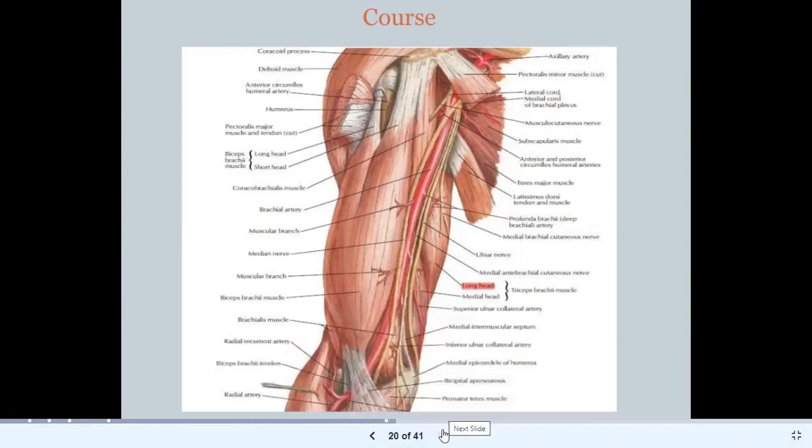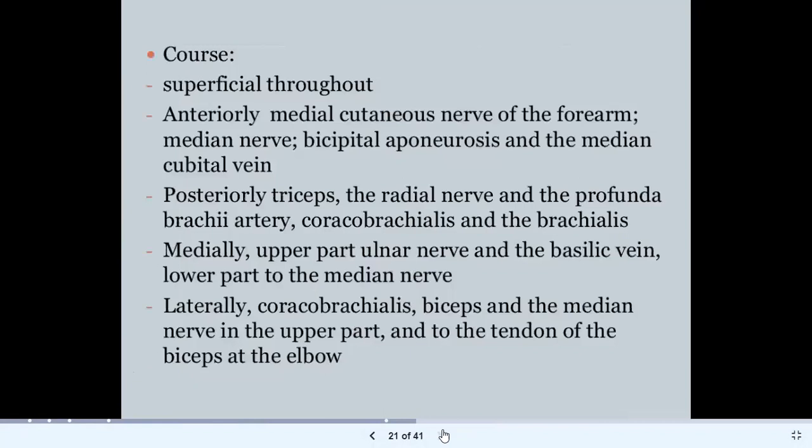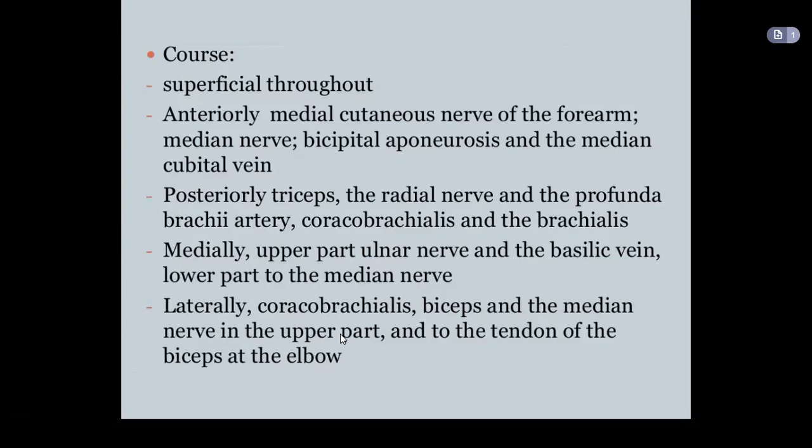Then the basilic vein we couldn't find in this diagram. It's not labeled in this diagram. So on the lateral side, you have the coracobrachialis muscle, your biceps, and the median nerve in the upper part. Like we said just now, the upper part of the median nerve is lateral to the brachial artery.